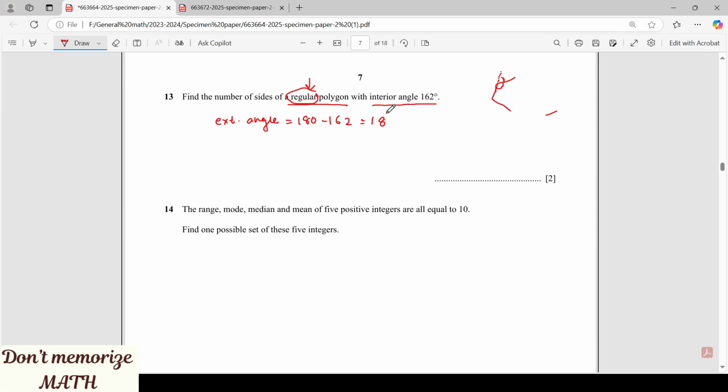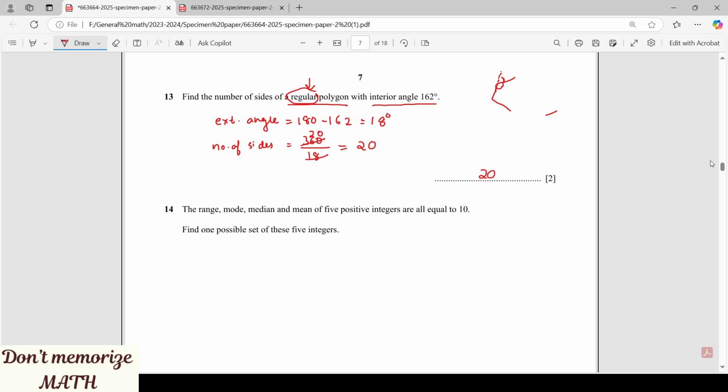Okay, so you have the relation between the number of sides and exterior angles. So you can write number of sides equal to 360 over one exterior angle. It must be a regular polygon, then only you can use this. So 360 over 18, you can cancel this, you will get 2, and then we have the 0, so you will get 20. So the number of sides will be 20. Okay, I hope it's clear for you.